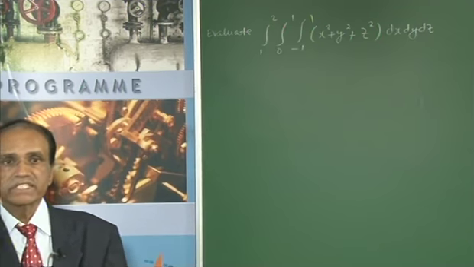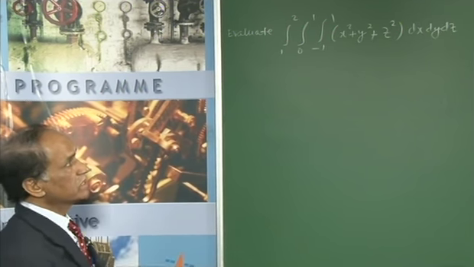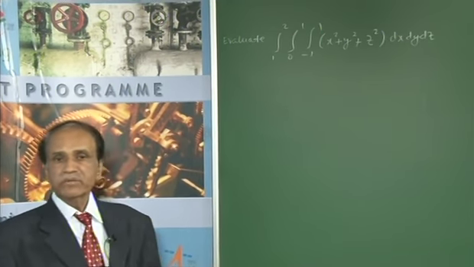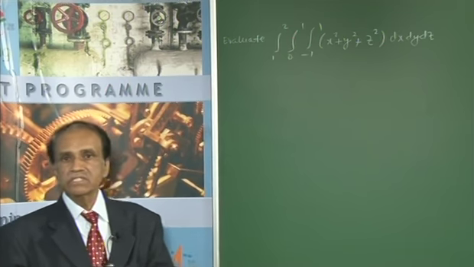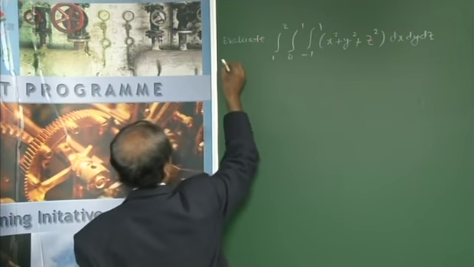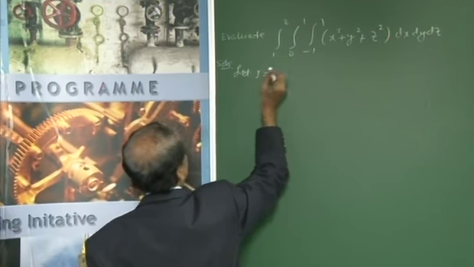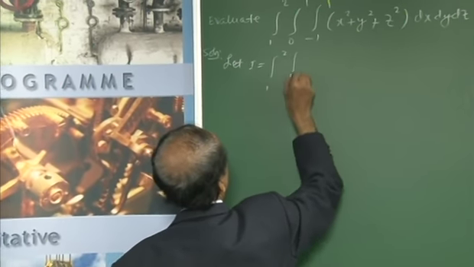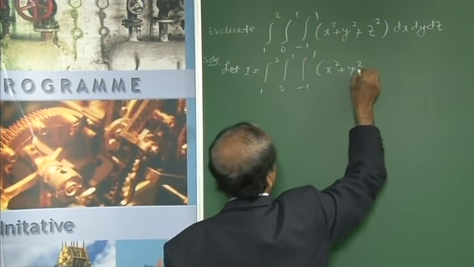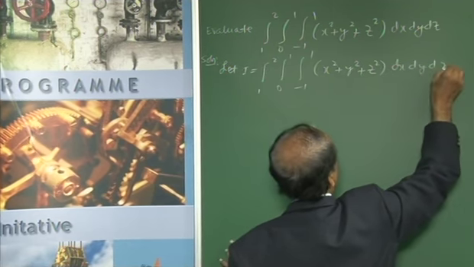We declare that the constants given in the present problem are particular constants. Then the order is given: dx first, dy next, and dz last. We will represent these by means of inequalities, showing how these limits are designated for each individual integral. So, in this solution, let I equal the integration from 1 to 2, 0 to 1, minus 1 to plus 1, of x square plus y square plus z square, dx, dy, dz.